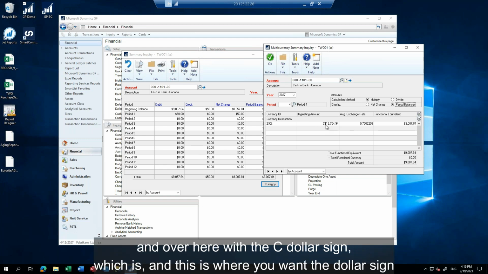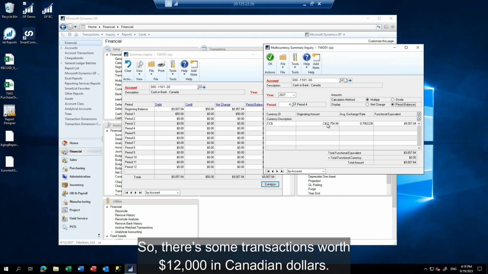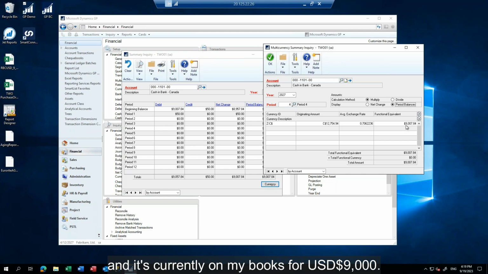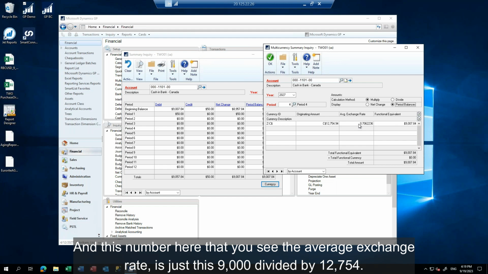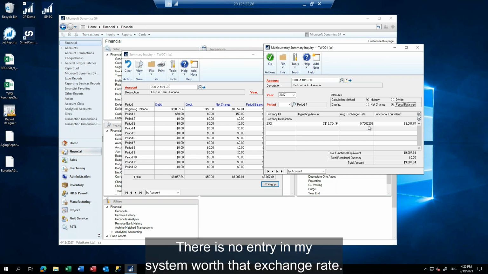And over here with the C dollar sign, and this is where you want the dollar sign to be different so you can tell which one you're looking at, it says $12,754.94. So there are some transactions worth $12,000 in Canadian dollars. That's how much money I actually have in the bank at the beginning of the month, and it's currently on my books for $9,000. And that is this number here, the average exchange rate, which is just this 9,000 divided by 12,754. That gives me 0.706236.